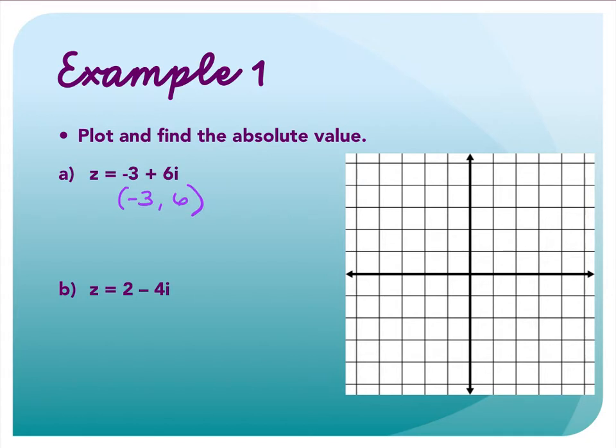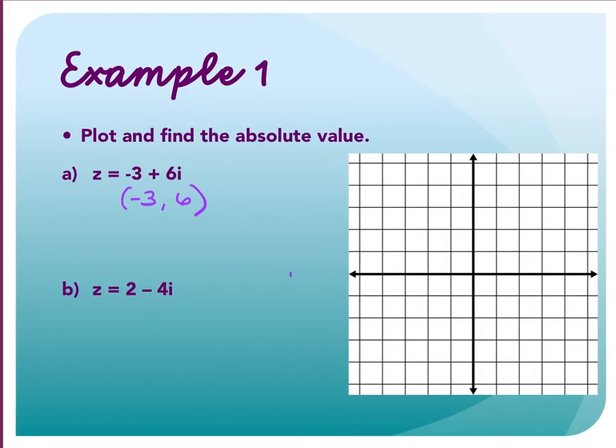So I just take the number that doesn't have the i, and that's the first term. I take the number that does have the i, but I don't keep the i, just the number part, and that's the second one. So on my coordinate grid, remember this is the real, and this is the imaginary. So I'd go back 3 and up 1, 2, 3, 4, 5, 6, and I plot just the point. Do not connect it with a line. It's just a point.